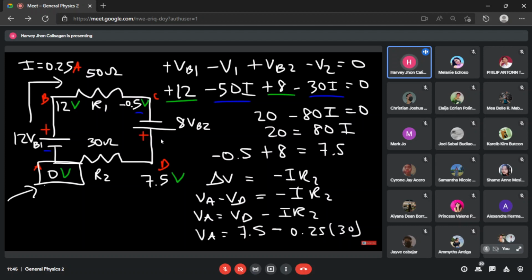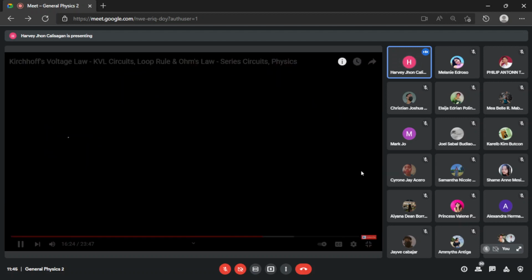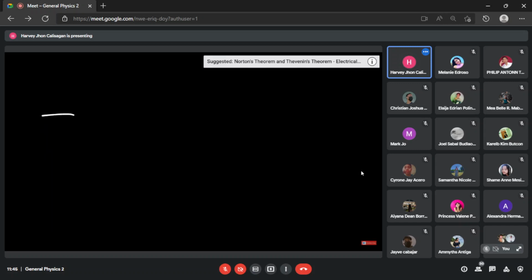And so it goes to show that Kirchhoff's voltage law does work. The sum of all the voltages in a closed circuit will always add up to 0. Let's try another example, but one with a lot more stuff.